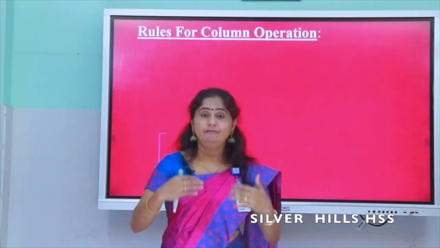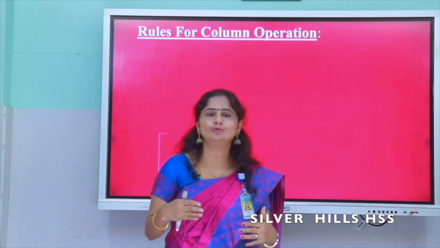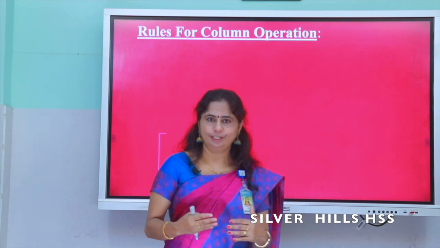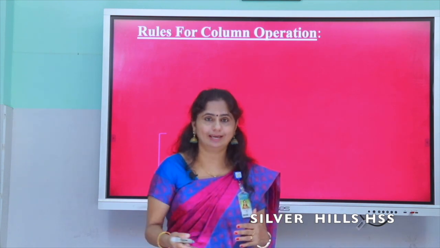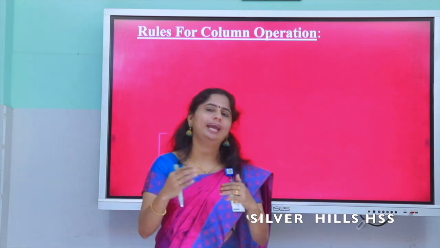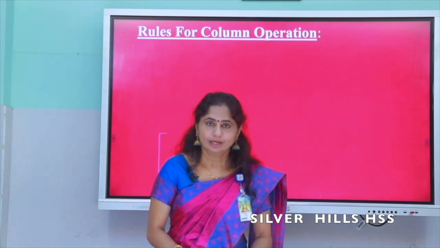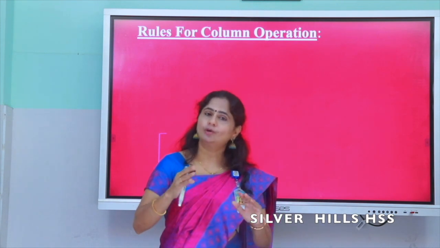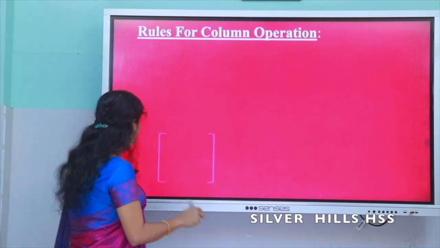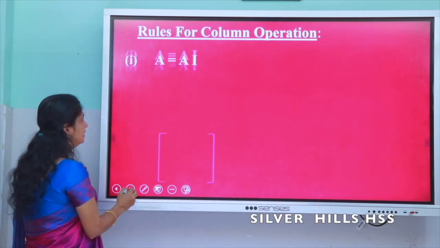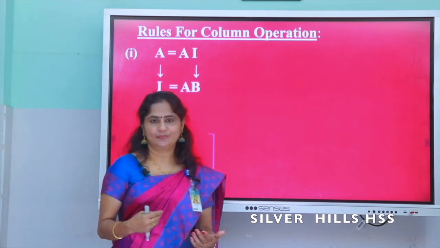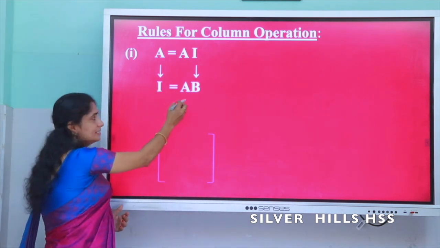So, from this we write A as A into I, because when we are applying column operation, it should be done on the second matrix. Therefore, we can write A is equal to A into identity matrix, and we are going to apply the sequence of column operations on both sides simultaneously on A and I till we get I is equal to AB. I is the identity matrix, that's equal to AB.